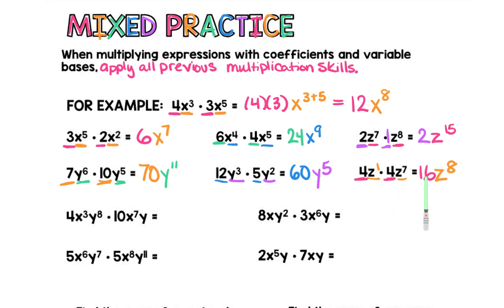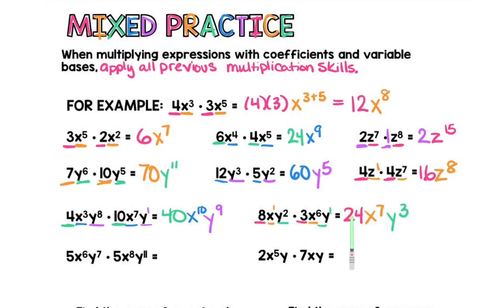Four times 4 is 16. Z, which is z to the 1st, times z to the 7th is z to the 8th. 4 times 10 is 40. X to the 3rd times x to the 7th is x to the 10th. Y to the 8th times y, which is y to the 1st power, is y to the 9th.